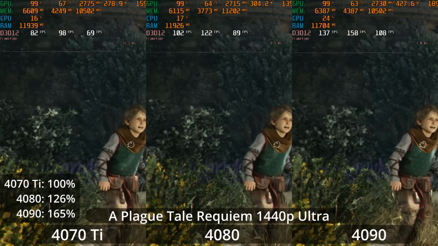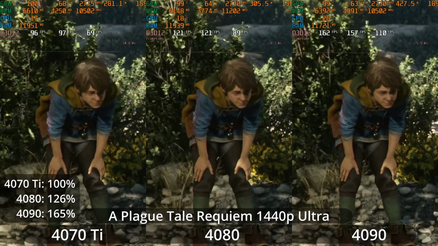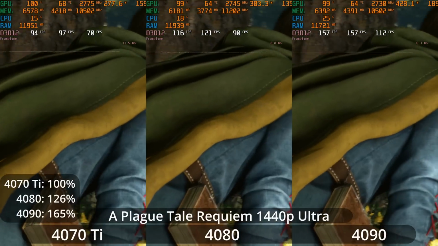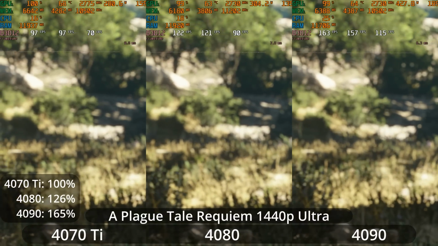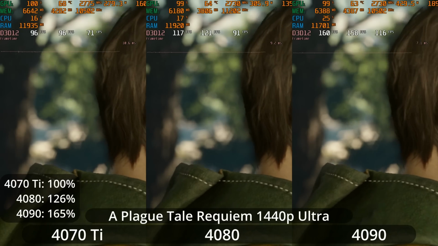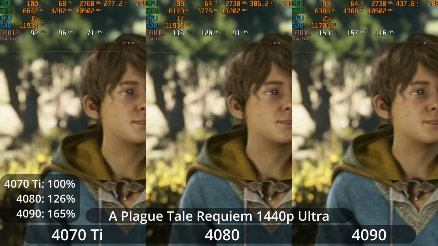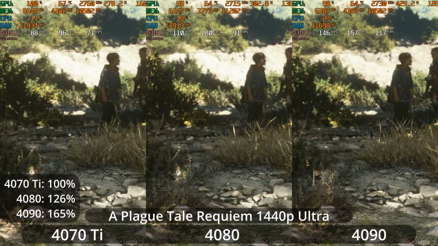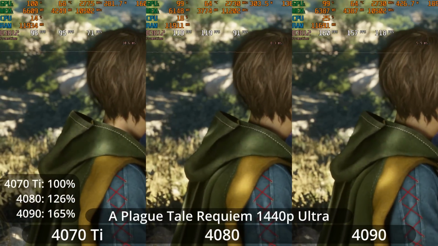A Plague Tale Requiem is another really next-gen looking game. I actually think the character facial animations and all of that are actually the worst element of the game, which you're kind of seeing here visually. The scenery is stunning. The lighting's amazing. We're seeing the 4090 with a 65% lead over the 4070 Ti here, and the 4080 with a 26% lead over the 4070 Ti. But this is at 1440p Ultra. They're all delivering excellent frame rates.